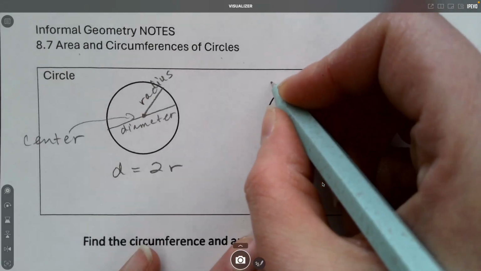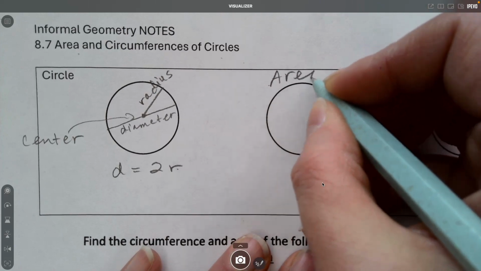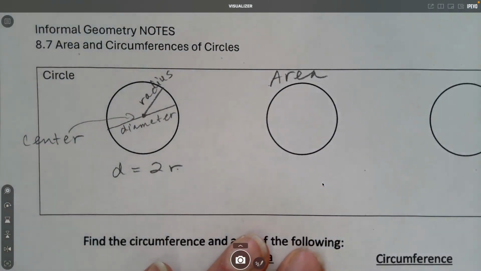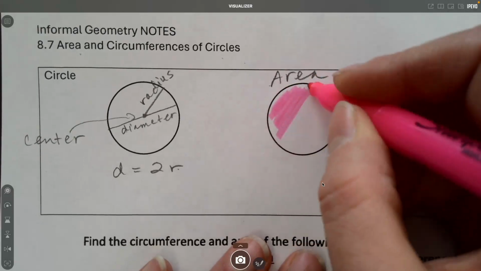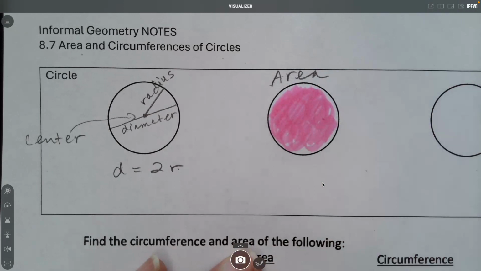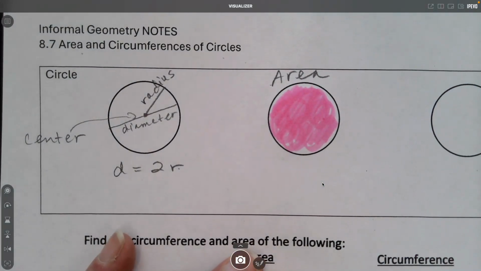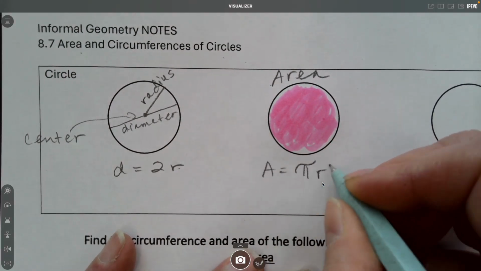For our first formula for circles, because this is just something we kind of know, hopefully, is area. And so when I talk about area, I'm talking about how much it takes to cover something, right? So usually we look at little square tiles. Obviously, square tiles won't fit very well in a circle, but we're still thinking about covering it. And my area of a circle is going to be pi times my radius squared.